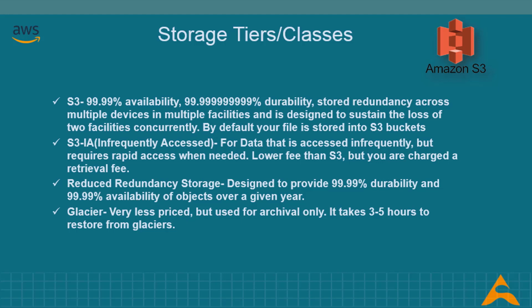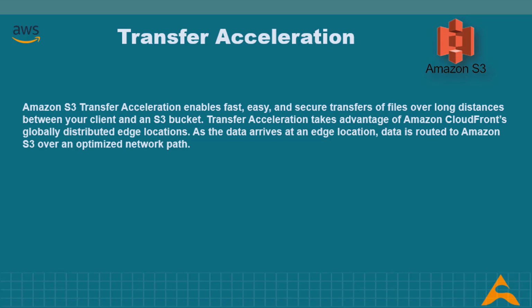Further to our discussion is Transfer Acceleration. What is it? It enables fast, easy, and secure transfer of files over long distances between your client and an S3 bucket. Transfer Acceleration takes advantage of Amazon CloudFront's globally distributed edge locations. For understanding edge locations, please check our session 1 of module 1. As the data arrives at the edge location, it is routed to Amazon S3 over an optimized network path. When using Transfer Acceleration, additional data transfer charges may apply.